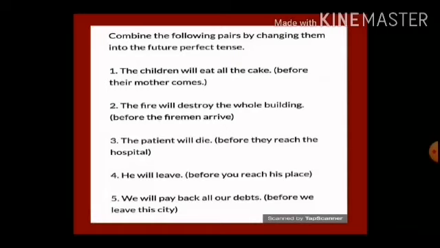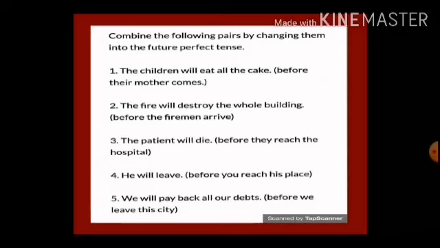He will leave before you reach his place. Can you guys give it a try? Yes, he will have left before you reach his place. See the next one. We will pay back all our debts before we leave this city. Can you give it a try? Yes, we will have paid back. We will have paid back all our debts before we leave this city.